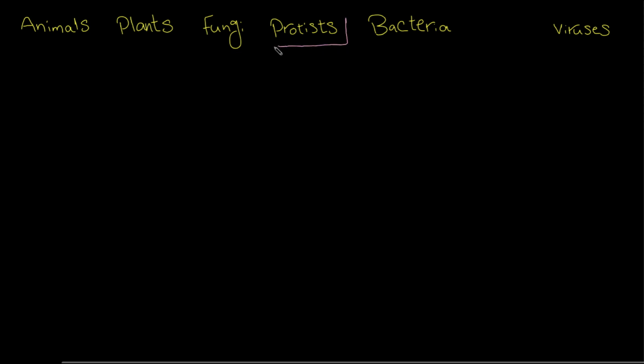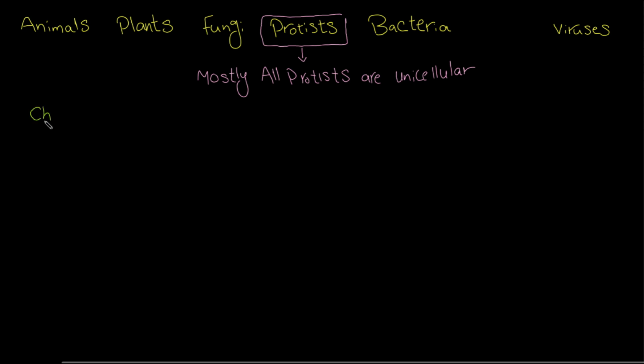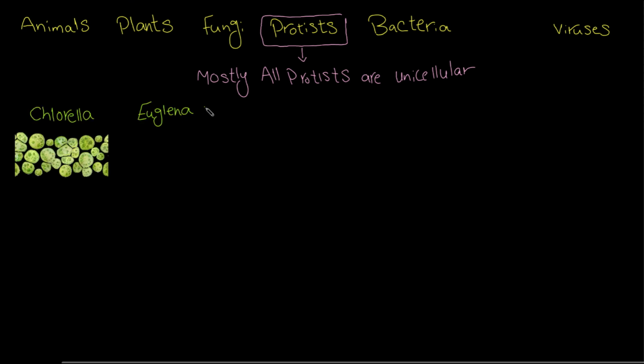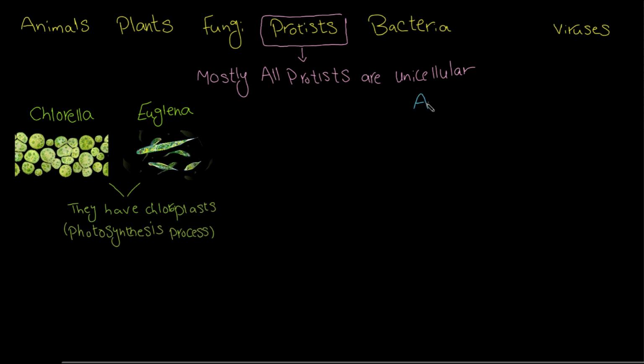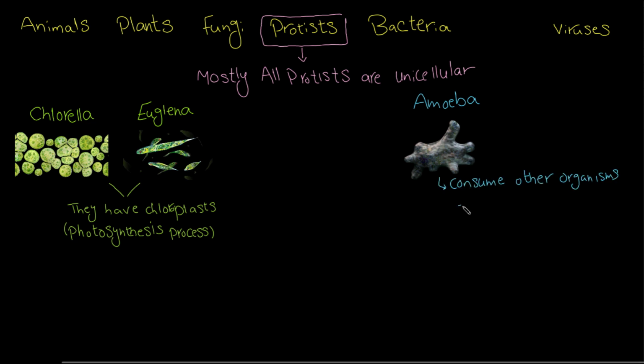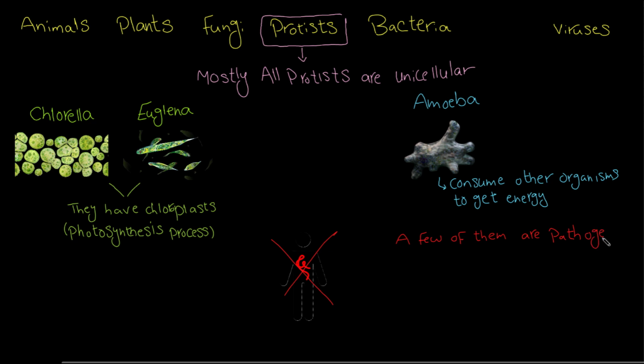The fourth kingdom we're gonna talk about is protists. Almost all protists are unicellular, but there are many varieties between species. For example, Chlorella and Euglena have chloroplasts, just as plants do. So yes, they can photosynthesize. While amoeba are like animals, they use other organisms to obtain energy. Most protists don't cause harm to humans, but a few of them are pathogens and can cause diseases, such as Plasmodium that causes malaria.